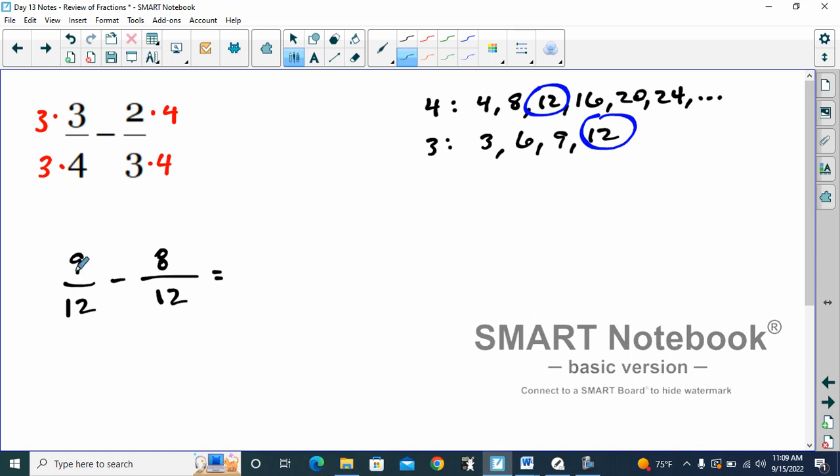Now we subtract across the top. 9 minus 8 is 1. We keep the bottom the same. 1 over 12. Again, does not reduce.